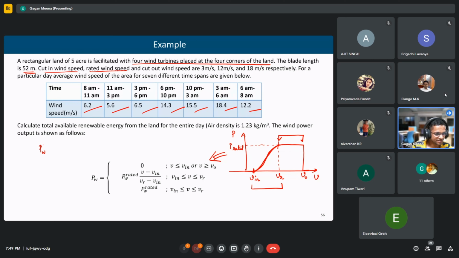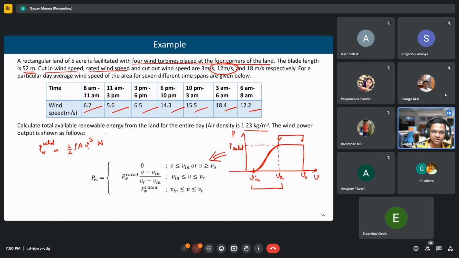And one more thing you need to calculate here first. What is P rated? So how can we calculate the rated power? P rated has a formula like, what is the formula? Do you remember? V cube into the density of air, rho, into the blade length. Yeah. So this is the rated power formula, half rho A V cube, where rho is given. It is air density in kg per meter cube. Velocity is also given. Rated wind speed is given here, which is 12 meter per second.